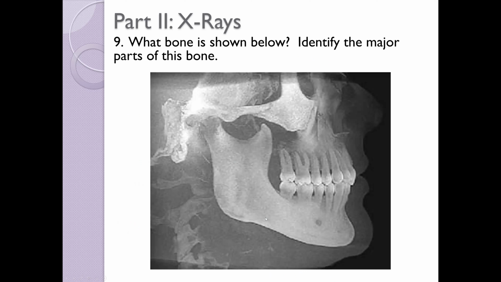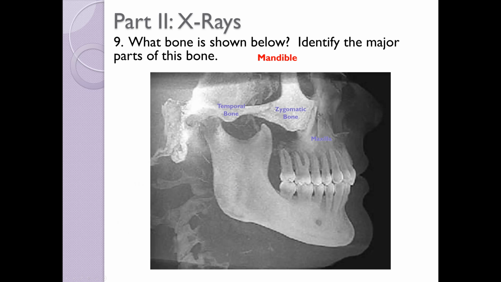Number 9, what bone is shown below? Identify the major parts of this bone. So the bone that stands out the most in this image is going to be the mandible, or your lower jawbone. Now, if you also identified the maxilla, that's a good job. So the maxilla is the part that contains your upper teeth. You can also see a bit of the zygomatic bone in this image as well.